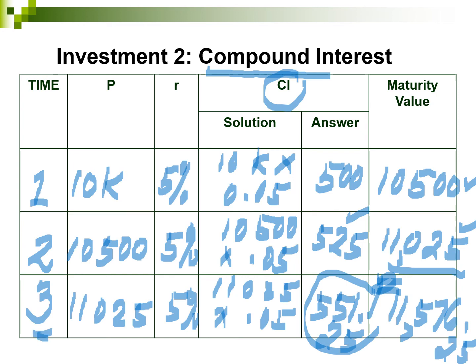So this is how you will compute compound interest. Obviously, if you will apply compound interest, the result or the value is higher than the simple interest.